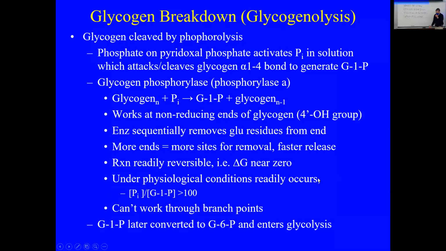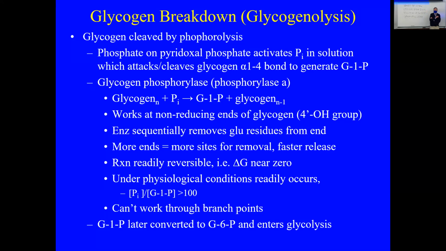So glycogen breakdown is initially accomplished by an enzyme called glycogen phosphorylase. Sometimes it is referred to as phosphorylase A and sometimes phosphorylase B, depending on whether it is activated or inactive. But I'll refer to it as glycogen phosphorylase just to help keep things clearer.